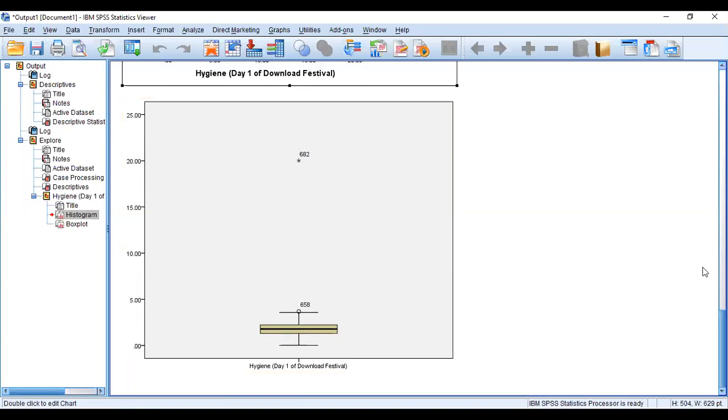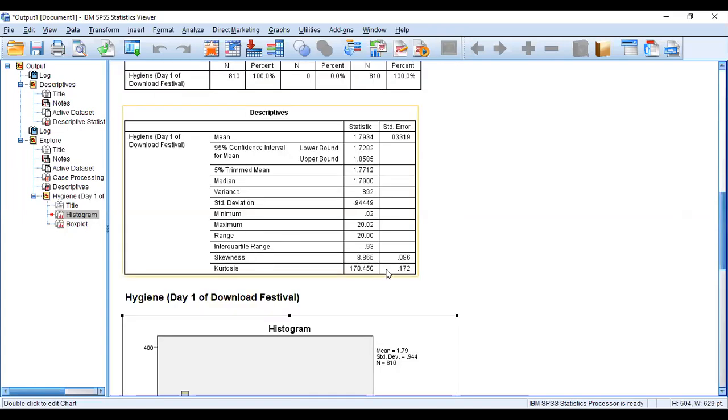Now you just see what the skewness is here. You just note down the skewness is 8.865, kurtosis 170.40. Is it clear? You should note down these values, 8.865 and 170. It means our objective is to find this particular person.